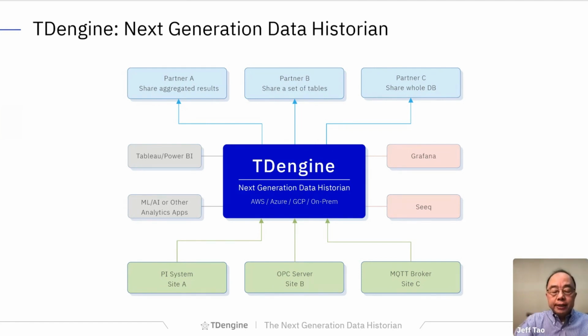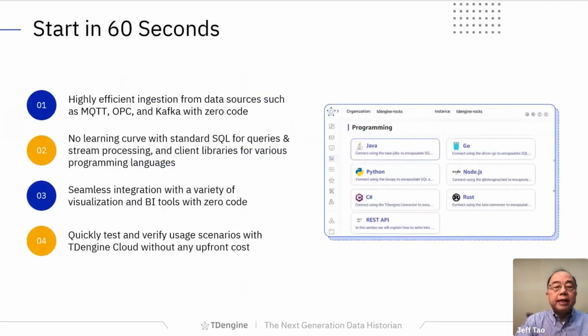So TDengine can extract the data from different data sources and clean the data. And you can plug in your own visualization or analytic tools, or even your AI machine learning tools. You can share the data. But then what's the big advantage of TDengine compared with those traditional data historians?